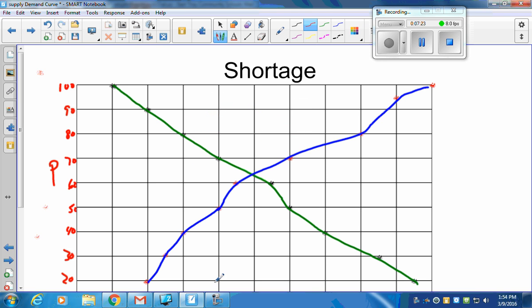Next up on our terms is shortage. Shortage is what happens if we sell our good at too low of a price. If we should have been selling our thingamajig at $250, but we only sold it for $100, we are going to sell out, and we won't have enough. So down here we have shortage.